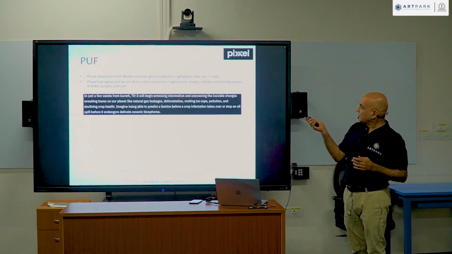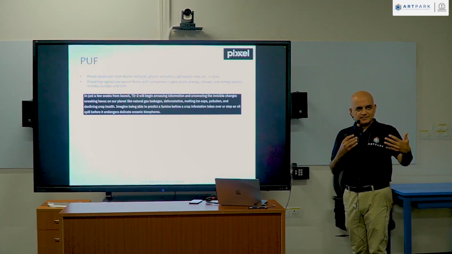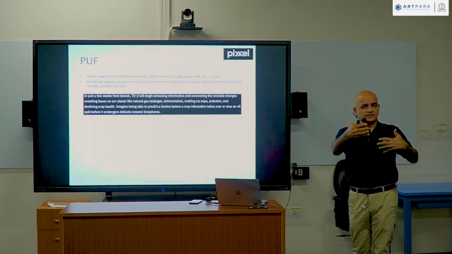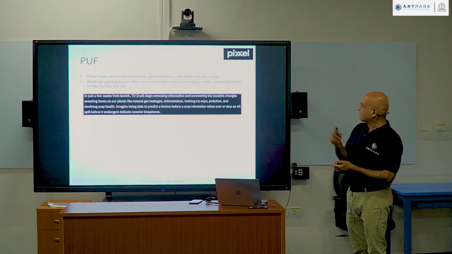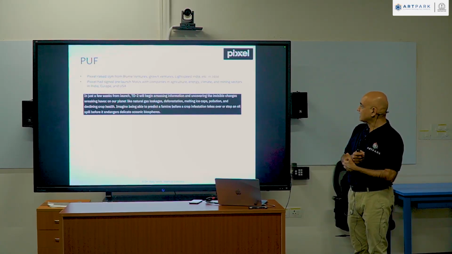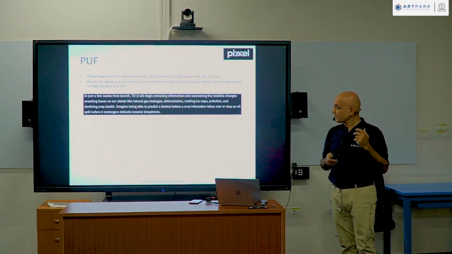They said, so if you read, we will begin amassing information and uncovering invisible changes. Invisible because hyperspectral imaging is beyond the visible range, right? And then we can find the gas leakage, deforestation, melting ice caps, pollution, declining of crop, blah, blah, blah, right? So that's basically what they did, right?